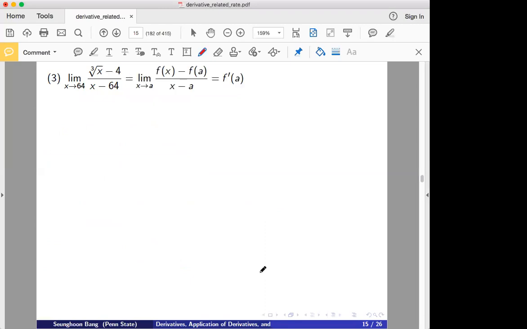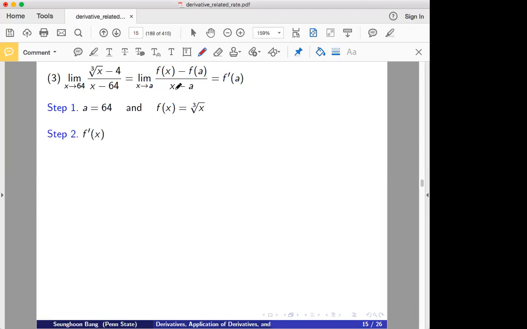Here, same thing. Compare. What is a? The a is not 4. The 4 is f of a. What is a? Yes, 64. What's f of x? F of x is, yes, cube root of x. Exactly.